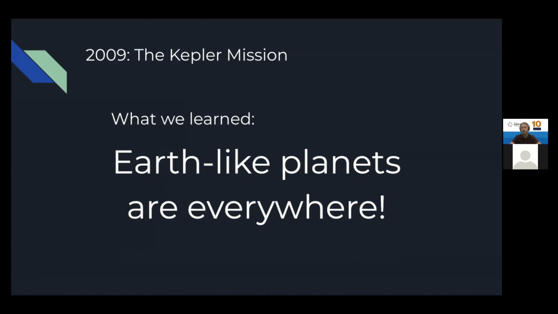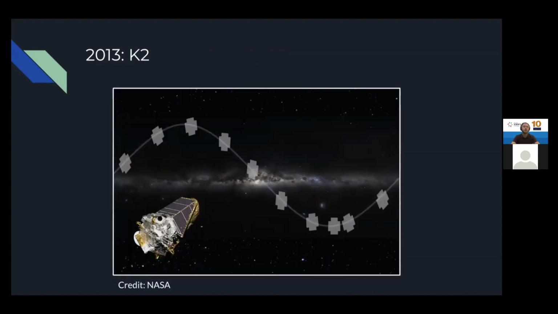So I'd now like to talk about an important follow-up mission to the Kepler mission called K2. The original Kepler mission ran for 4 years, but after about 4 years, unfortunately, it broke. One of the what are called reaction wheels failed, and the mission was no longer able to look at that one patch of sky anymore. However, astronomers were able to come up with a very clever fix.